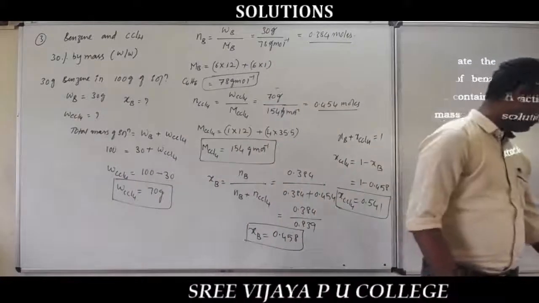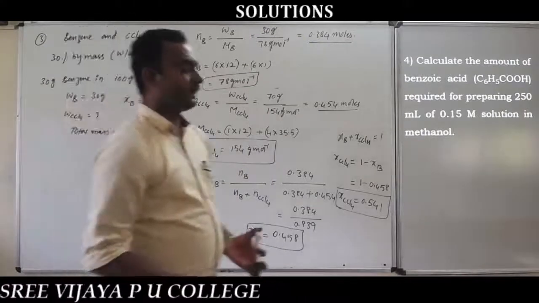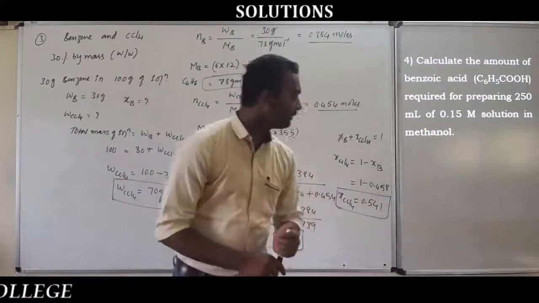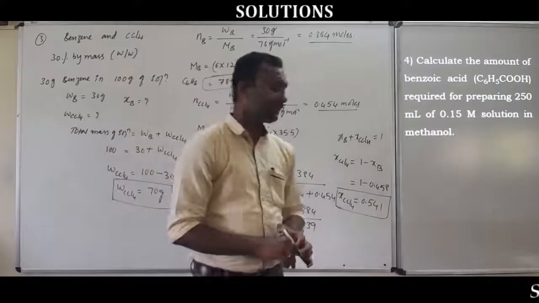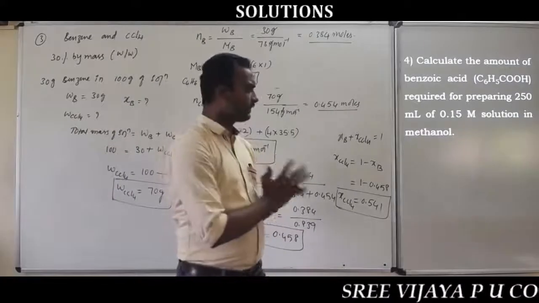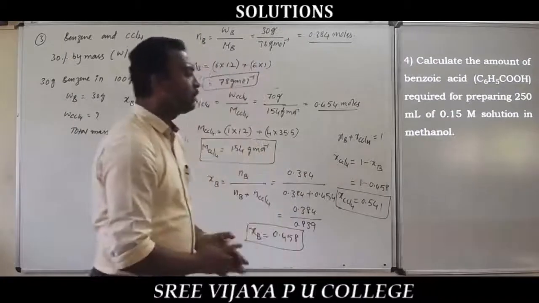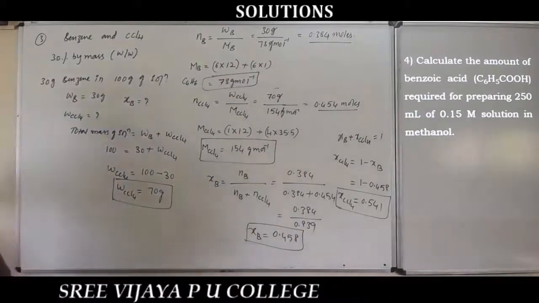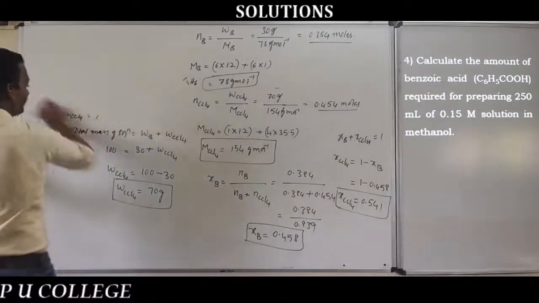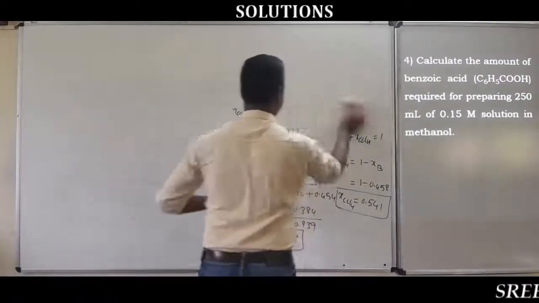Okay, one minute problem. Calculate the amount of benzoic acid required for preparing 250 ml of 0.15 molar, that is capital M molarity solution in methanol ಅಂತ ಹೇಳಿ. So first we have to find which is the solute and which is the solvent, and what is the amount of solute required, the amount of benzoic acid required to prepare 250 ml of 0.15 molar solution in methanol ಅಂತ ಹೇಳಿದ್ದಾರೆ. So now collect the data. So first find which is the solute and which is the solvent.